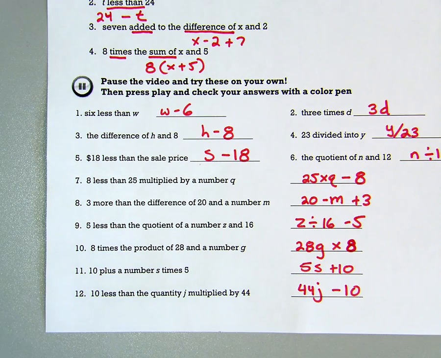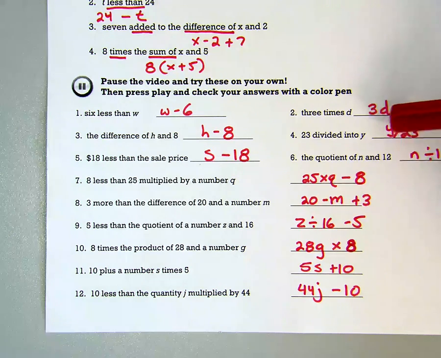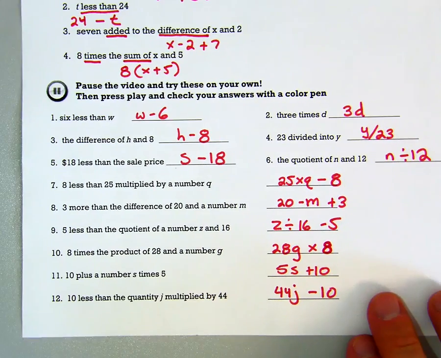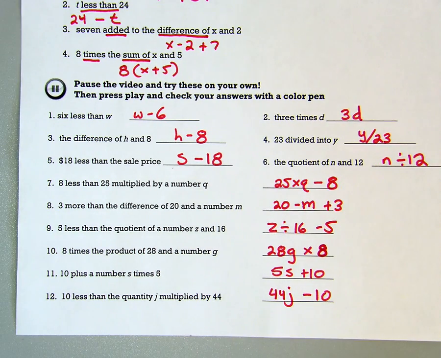Alright, 6 less than w would be w minus 6. Number 2, 3 times d, 3d. Number 3, the difference of h and 8. So we're going to do h minus 8. Number 4, 23 divided into y, not by y, but into y. So you're going to do y divided by 23 because 23 is going into there. Number 5, $18 less than the sale price. So we're going to have the sale price and we're going to take off $18. It's going to be $18 less. Number 6, the quotient of n in 12, quotient is division, so n divided by 12.